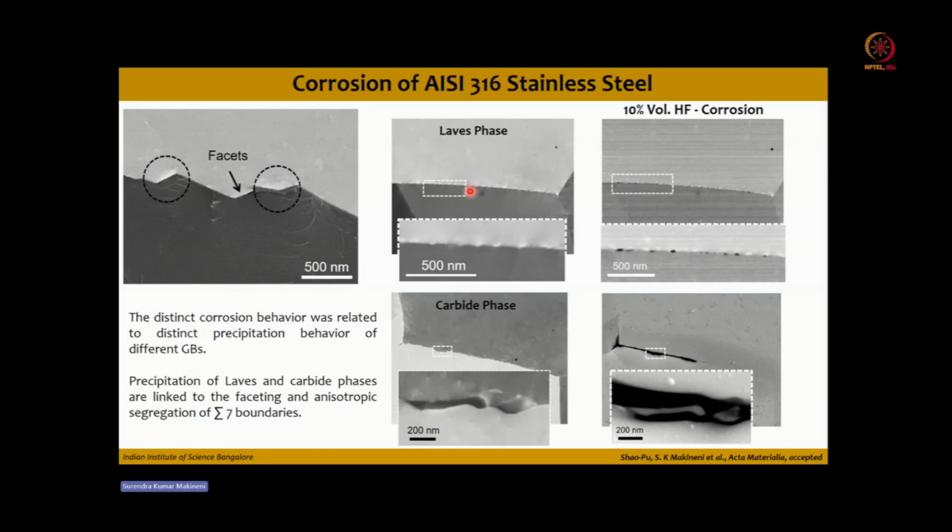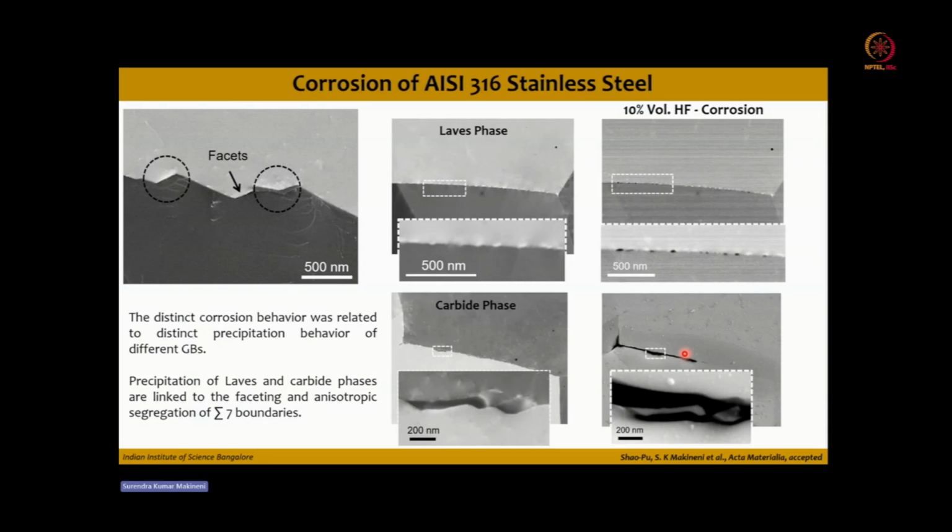Wherever the carbide phase is present, at very high magnification, if you increase the exposure to the HF, you can see that there is severe debonding or severe corrosion of that particular bond. So precipitation of Laves and carbide phases is linked to the faceting and anisotropic segregation of sigma 7 boundaries.